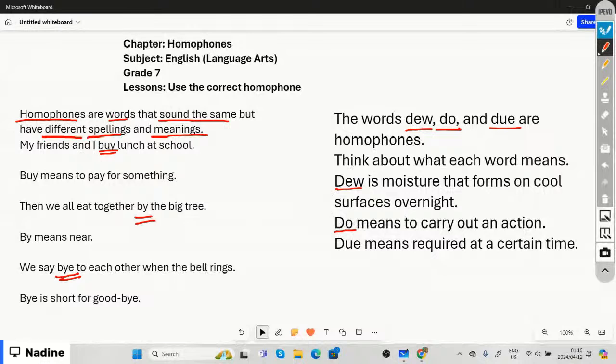So we said these are our homophones. We looked at words like buy, by and bye, and we also looked at words like dew, do and due, just to give us a broader understanding of what homophones are. Homophones are words that sound the same, but they have different spellings and different meanings.